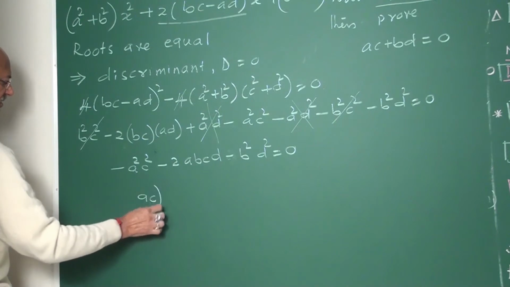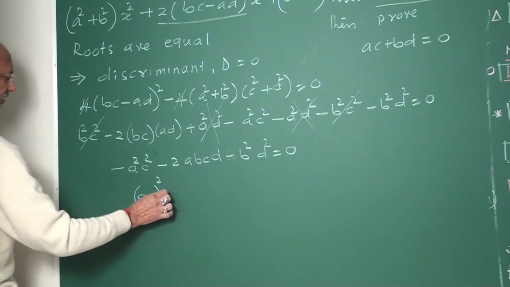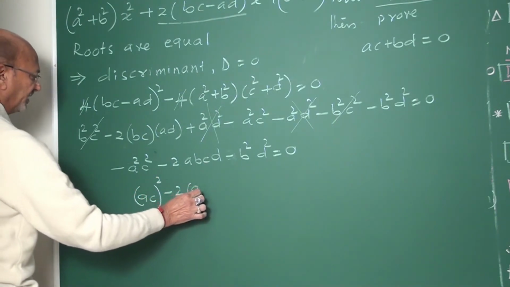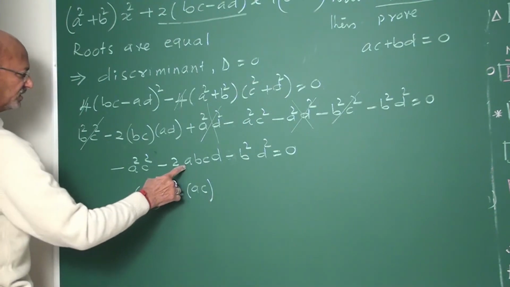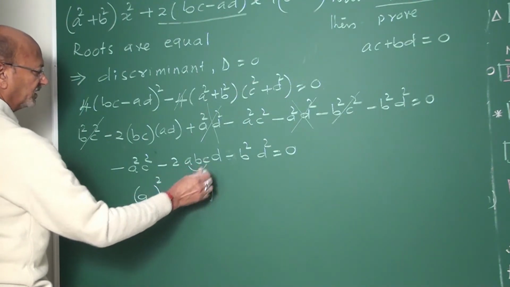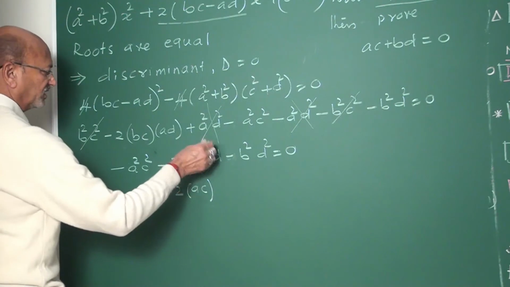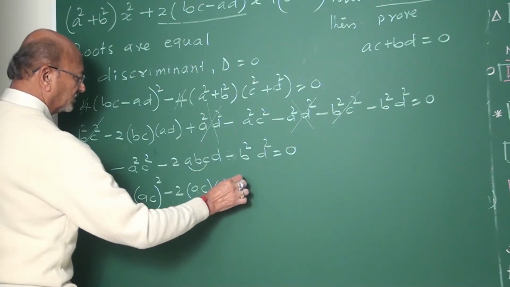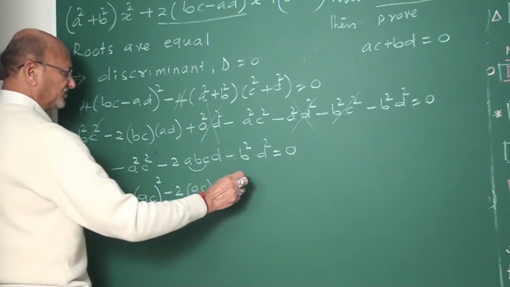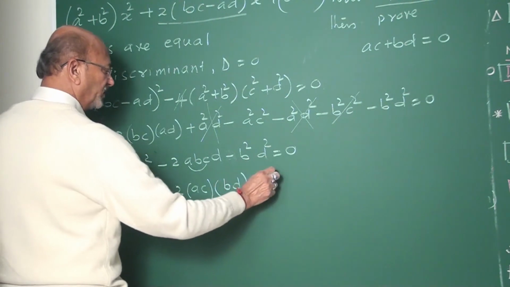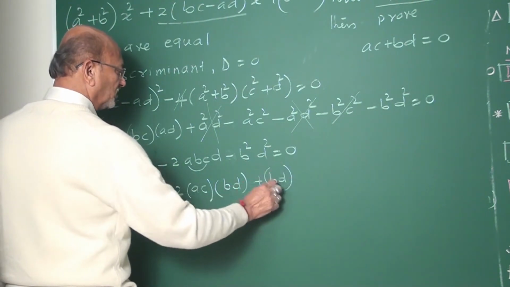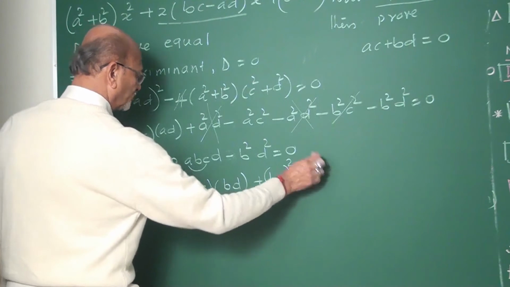It is A square C square, minus 2 times, I write it as AC, this AC. Write the remaining, BD. Minus changes to plus. B square D square can be written as BD the whole square, equal to 0.